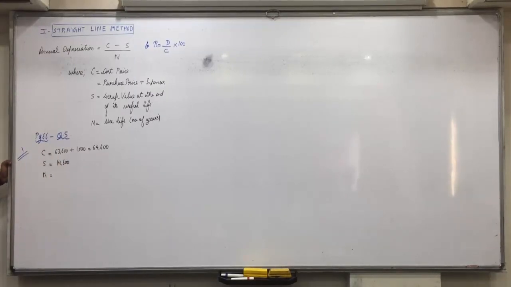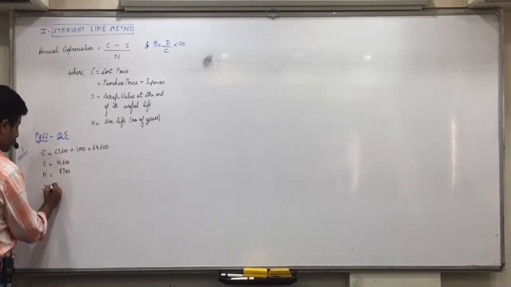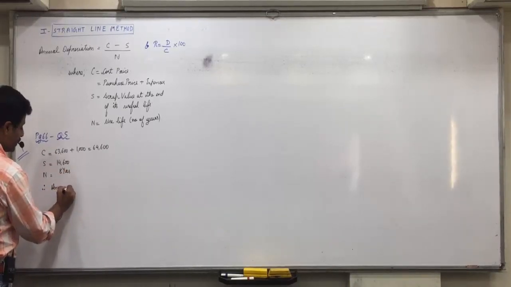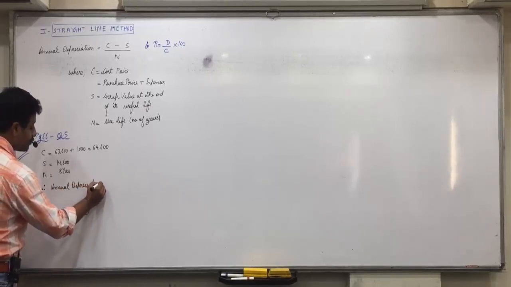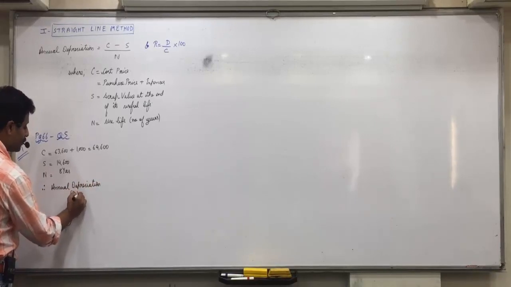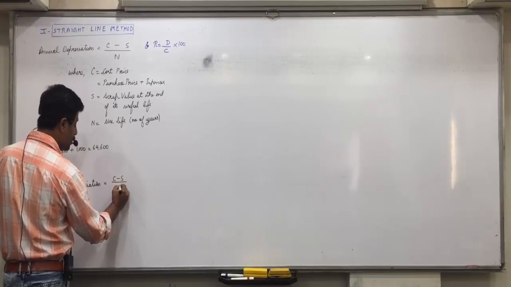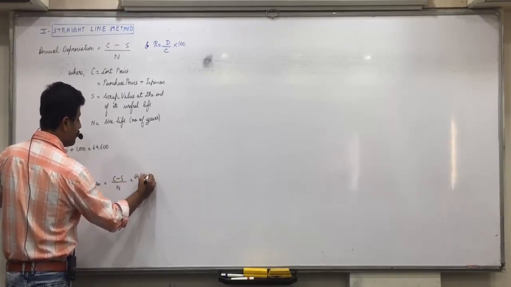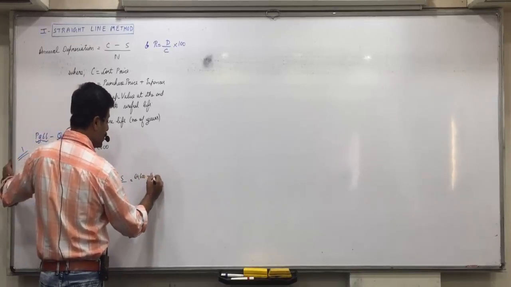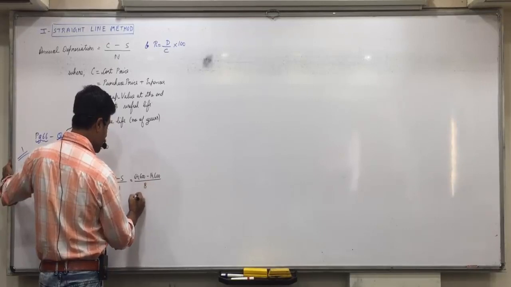And estimated life of the asset N is 8 years. Therefore, annual depreciation D is equal to (C minus S) upon N. 64,600 minus 14,600, that would be 50,000, divided by 8.